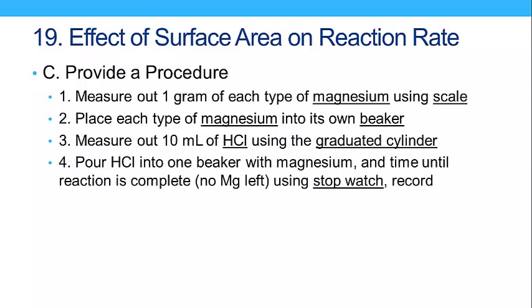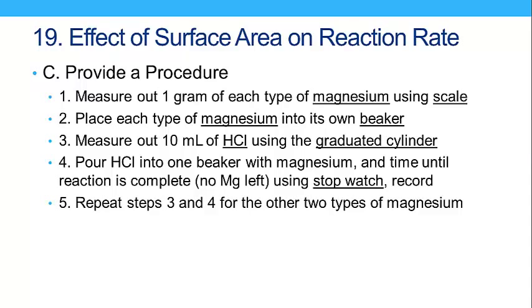So I need to pour the HCl into one of the beakers with magnesium, and I want to time until the reaction is complete. So I'll know that it's done because there's no magnesium left. I'm going to do this with a stopwatch, and I'm going to record how long it takes. Then I need to repeat steps 3 and 4 with the other 2 types of magnesium.